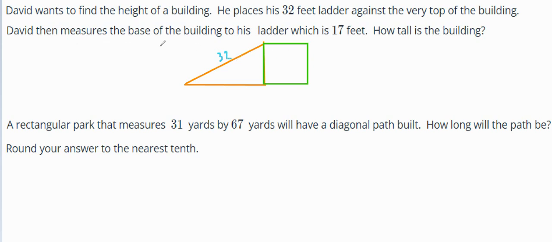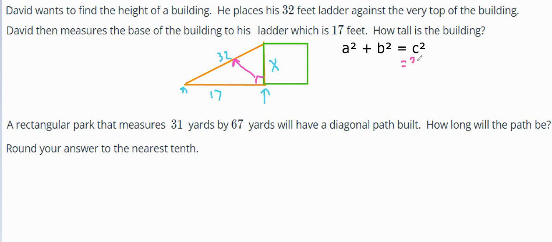And he knows that the base of the building right here to the tip of his ladder, which is on the ground, is 17 feet. So we want to know how tall the building is. We'll call that X, or you could call that H, whatever you want it to be. So again, this is going to be A squared plus B squared equals C squared. The C squared is always across from the 90-degree angle. The hypotenuse is always across from the 90-degree angle.